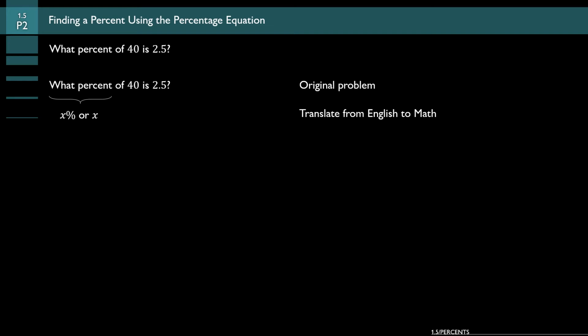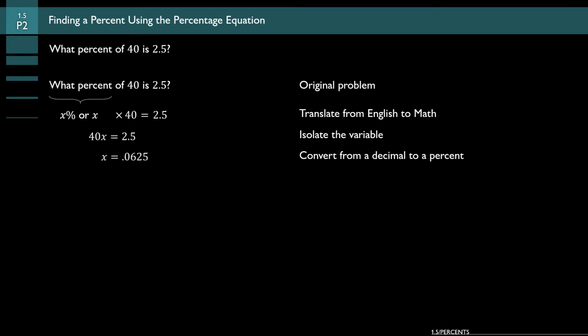Now the word of means times, and then we're going to keep 40 just as it is. The word is means equals, and then we're going to bring down our 2.5. So your equation should be 40x equals 2.5. Now isolate the x, divide by 40, so x is going to be equal to 0.0625. Remember that when we're converting from a decimal to a percentage, we're going to move that decimal point 2 spots to the right, and that's going to give us 6.25%.